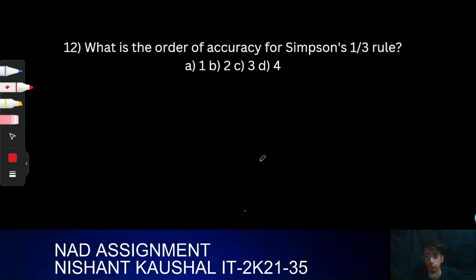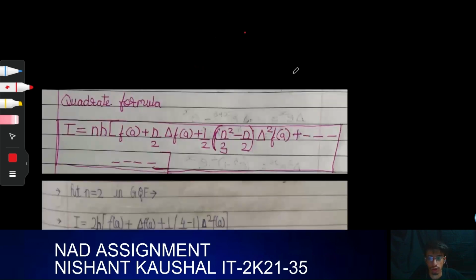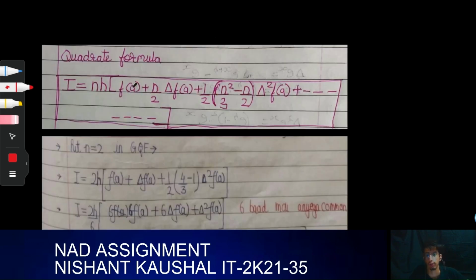Let us proceed to question number 12. What is the order of accuracy of Simpson's one-third rule? Accuracy means up to which highest degree the polynomial can be integrated. In Simpson's one-third rule, it will be 2, because let's see with the quadratic formula.